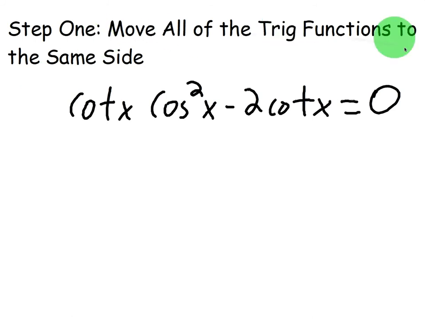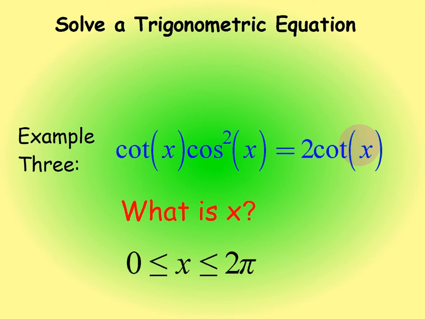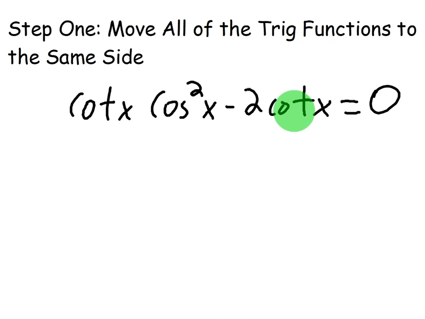Move all the trig functions to the same side. So the first thing we're going to do, since the 2 is kind of attached to the cotangent, is subtract that from both sides, move it over. So it's going to become minus 2 cotangent of x right here. So again, step 1 is to move all the trig functions to the same side.